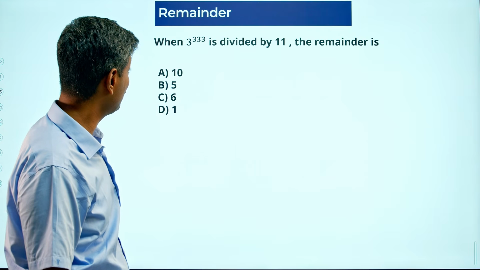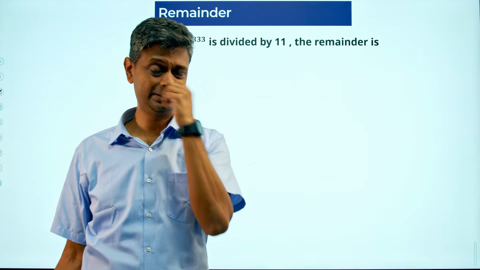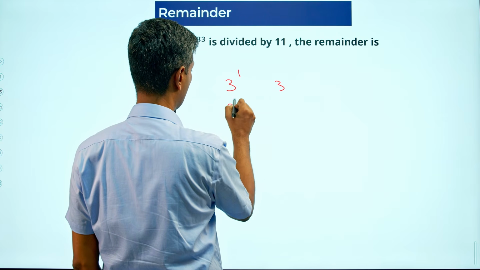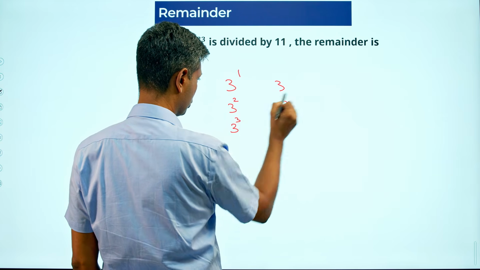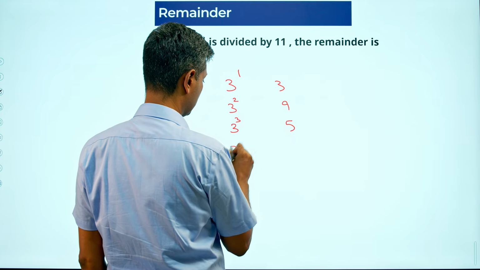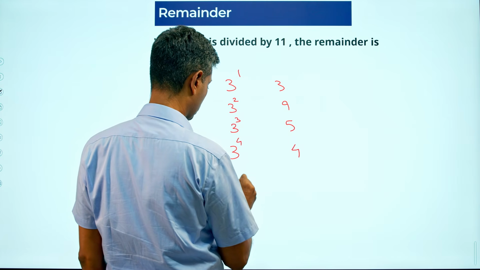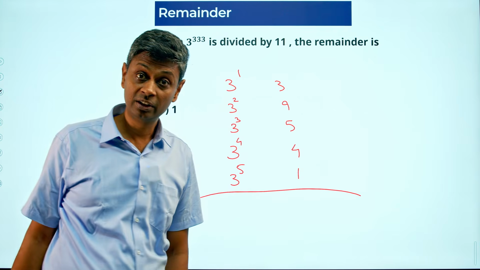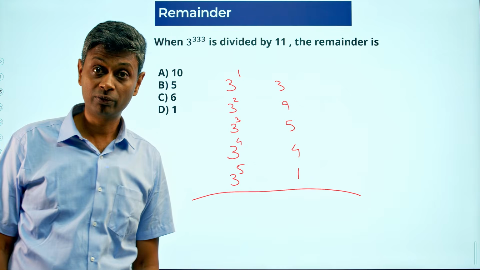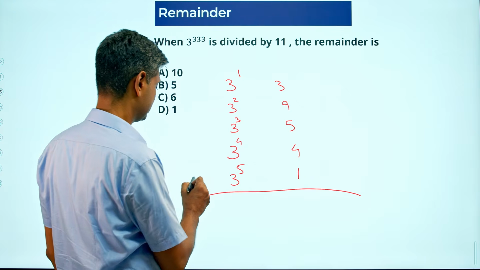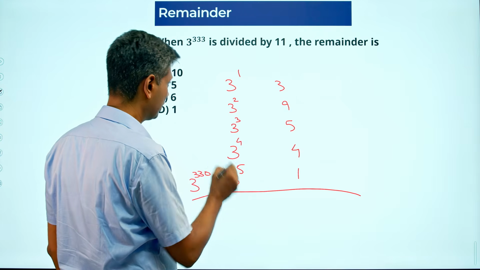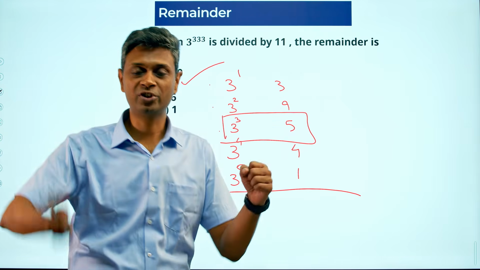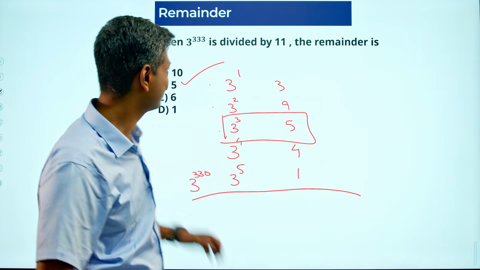When 3^333 is divided by 11, the remainder is? 3^1, remainder is 3. 3², remainder is 9. 3³ is 27, remainder is 5. 3⁴ is 15, remainder is 4. 3⁵ is 4 into 3, 12, remainder is 1. I've got 1, I'm very happy. So this goes in cycles of 5: 1, 2, 3, 4, 5, 1, 2, 3, 4, 5. So 3^330 will be 1, 31, 32, 33. That's 5. I can't believe my eyes. I jump up with joy and mark this answer and carry on.